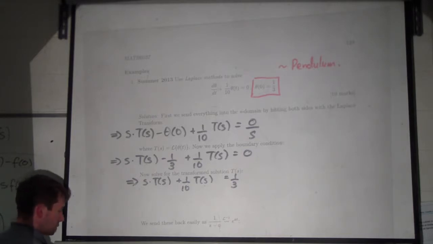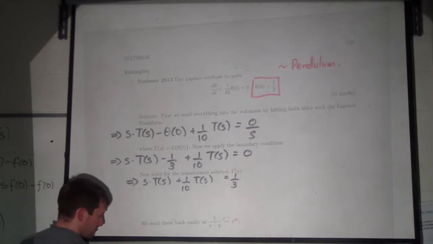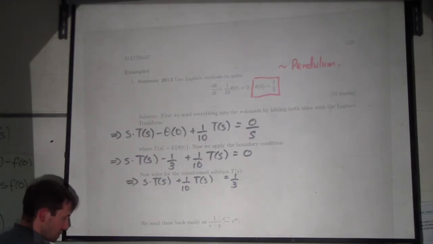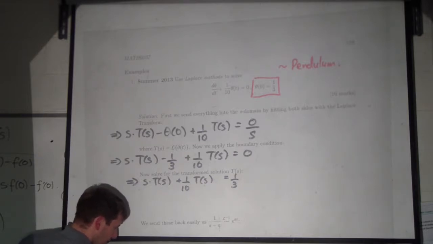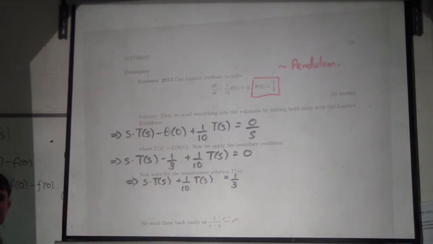Now if I gave you a question like 5x plus 2x equal to 5, you'd have no problem whatsoever. How many x's have you got? 7. We've no problem with that. It's a little bit harder here. If I asked you how many T of S's we have, what would you say? S plus 1/10. That's true.